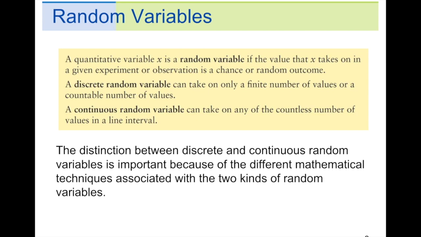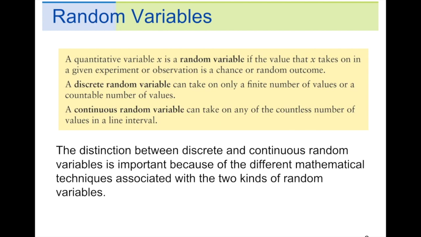A discrete random variable can take on only a finite number of values or a countable number of values. We're not really going to get into the difference between finite and countable, but it'll make sense what discrete is in a moment. And a continuous random variable can take on any of the countless number of values in a line interval. The distinction between discrete and continuous random variables is important because of the different mathematical techniques associated with the two kinds of random variables.